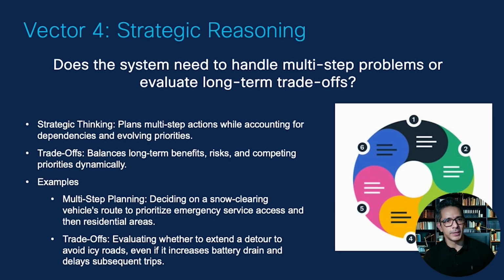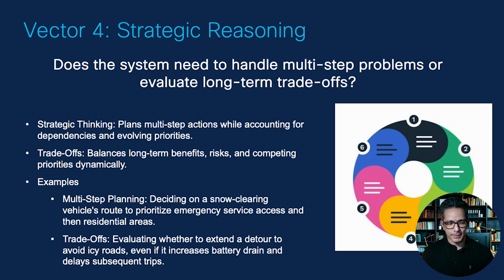Vector 4, strategic reasoning. And the question here is, does the system need to handle multi-step problems or evaluate long-term trade-offs, or even short-term trade-offs for that matter? So strategic thinking plans multi-step actions while accounting for dependencies and evolving priorities, and trade-offs balance long-term benefits, risk, and competing priorities dynamically. So why might agentic systems be good in these cases? Multi-step planning requires adaptive reasoning to handle interdependent actions.